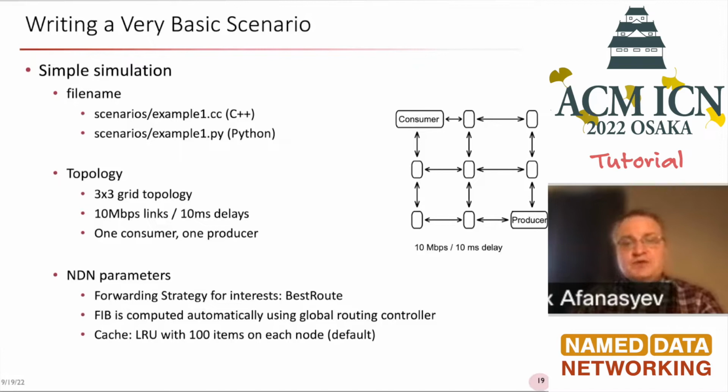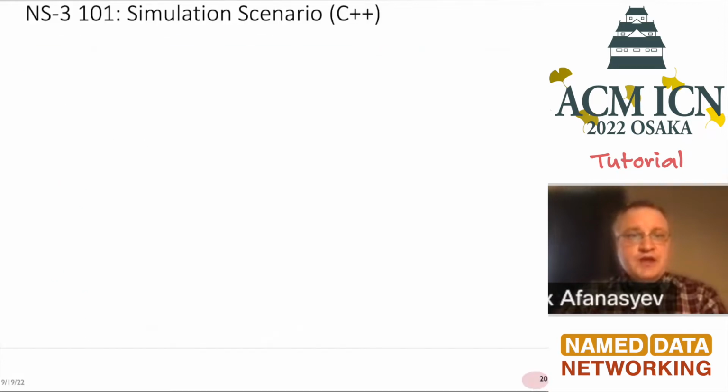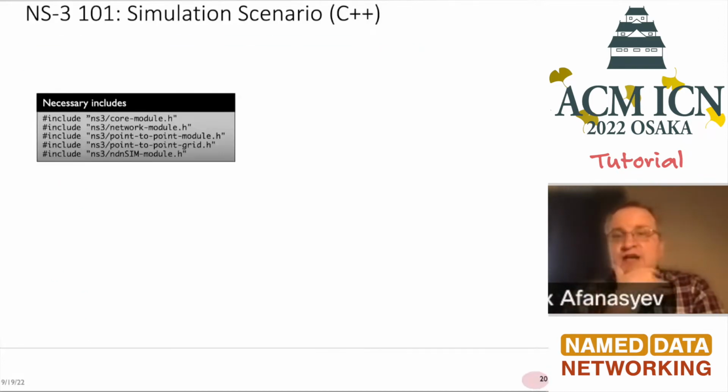For the FIB, you either do things completely manually, or you use the global routing controller. There was also an option, a separate scenario, where you can run NLSR to power the routing, but that one brings additional dependencies, and I'm not sure of the current state of that scenario yet. And the content store is the content store. So basically, this is already highlighted in the very basic module.